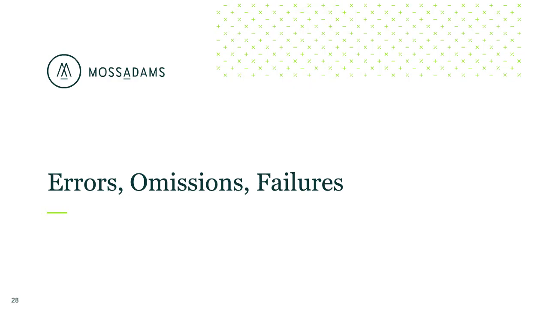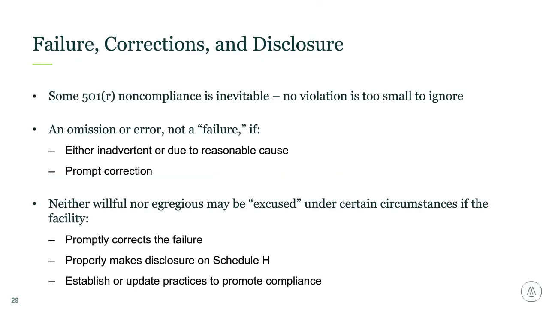So we went over all the requirements. You go back and you analyze that with where your organization's at, and you realize, oops, there's been some errors or omissions or some failures. What do we do with that now? Some noncompliance is going to be inevitable. Like I've mentioned, there's so much to 501R, and there are things that get so specific, it's easy to miss some of them. An omission or error is not a failure if it's inadvertent or due to reasonable cause, and there's prompt correction.